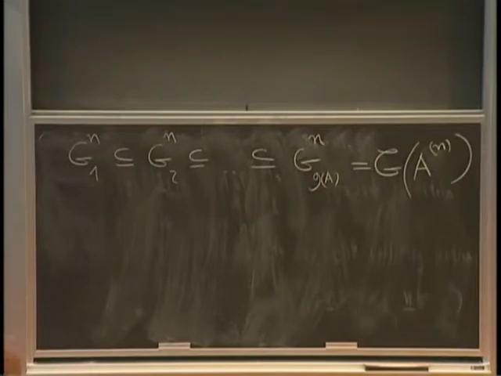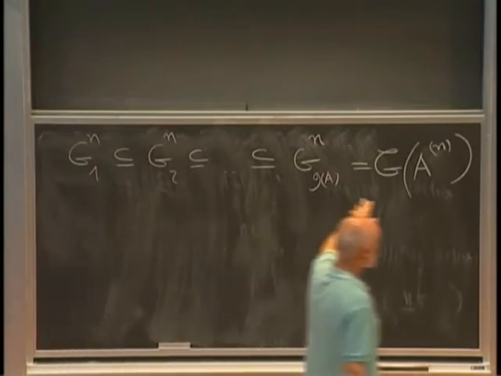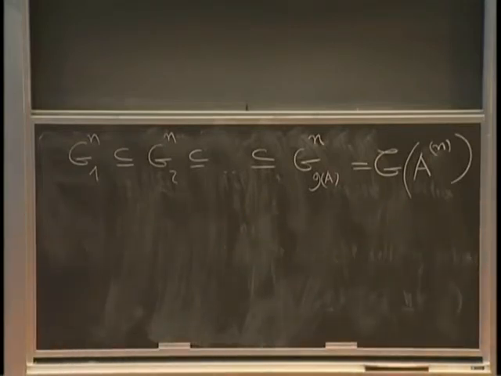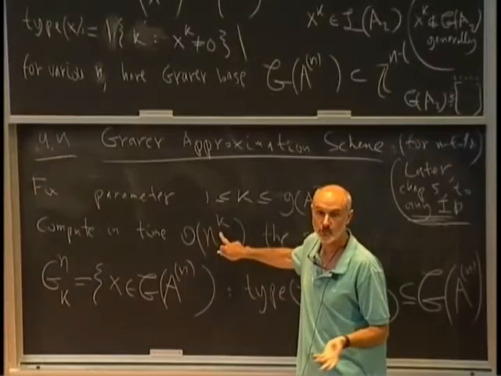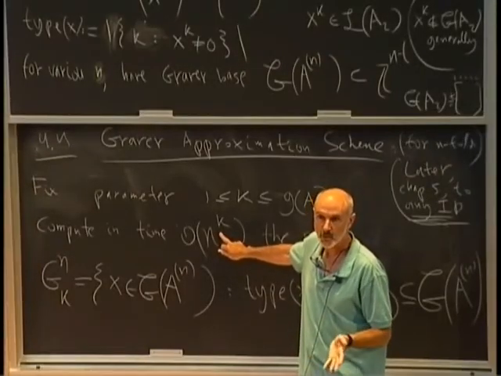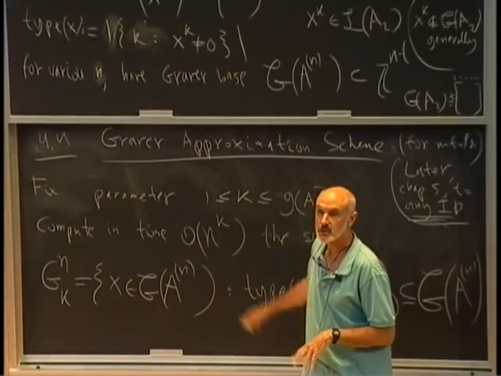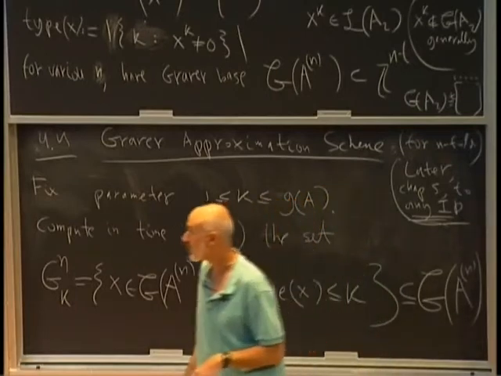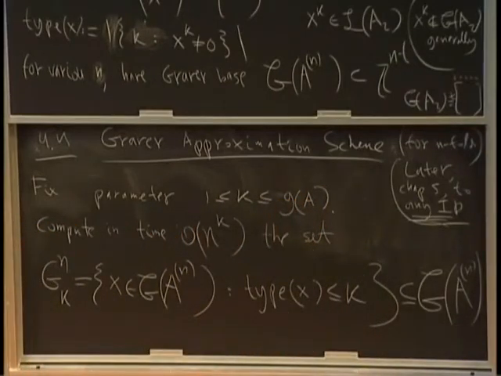So we get approximations of the Graver basis. It's a scheme. I choose the parameter k. The complexity of computing one of those is n choose k. So let's start, for example, with k equals 2. There's a small complexity, low complexity, n squared. k equals 3, n cubed. And now what do we do with this approximation?